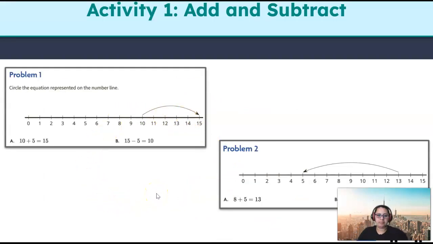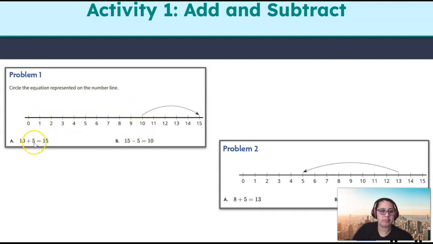All right, so now we're going to add and subtract. We have one problem here. If you notice, we have 10 plus 5 equals 15. That's called an equation. So anytime you see a digit, addition or subtraction, another digit, and the equal sign with another digit, those are equations.